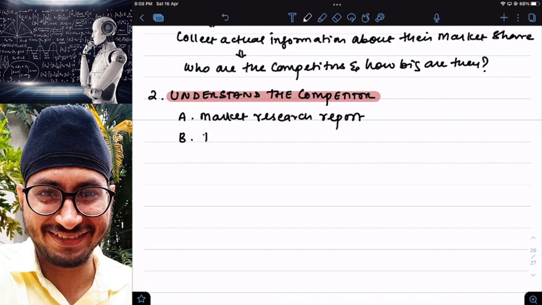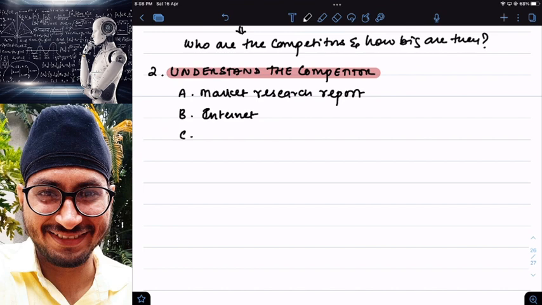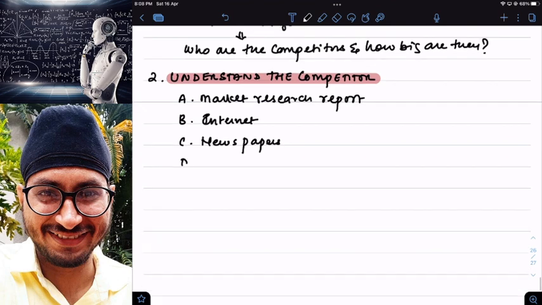Here I can browse the internet and find some data about my competitor, or I can read newspapers. Clear? Then what else can I do? Social media. Market research reports, the internet, newspapers, social media: these are some examples of sources of information. Using this information, I will try to understand the competitor.